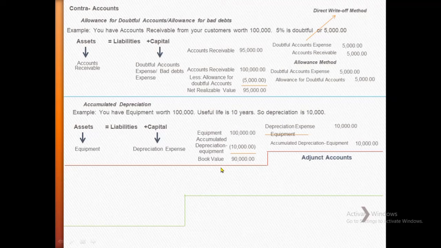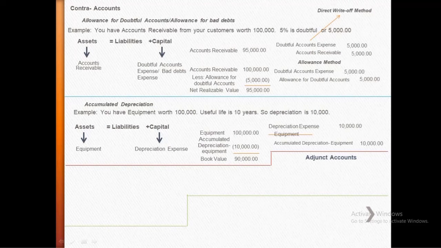So now, before we go to adjunct accounts, I would like to emphasize two things. Number 1, the allowance for doubtful accounts and the accumulated depreciation are very different from their expense counterparts, the doubtful accounts expense and the depreciation expense. And number 2, these are just two examples of contra accounts. Actually, there are a lot of contra accounts. So that's it. Let's go now to the adjunct accounts.